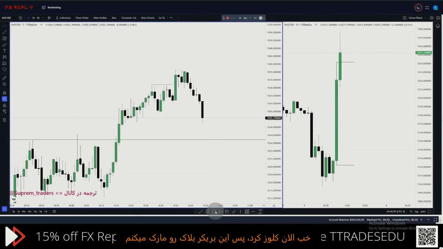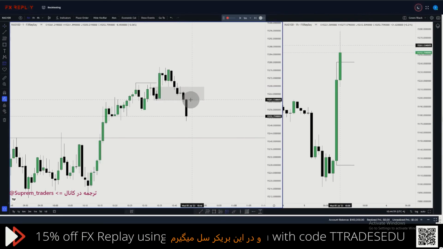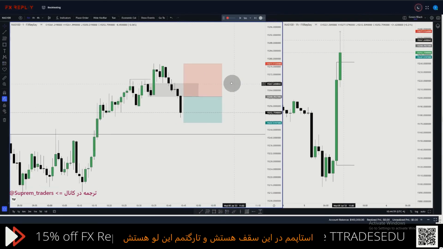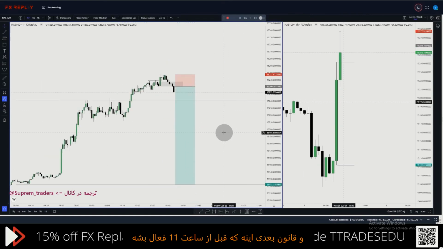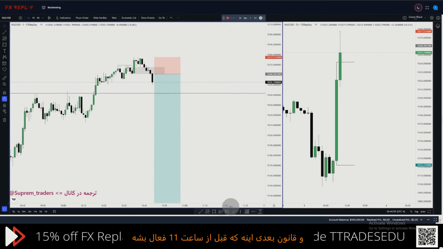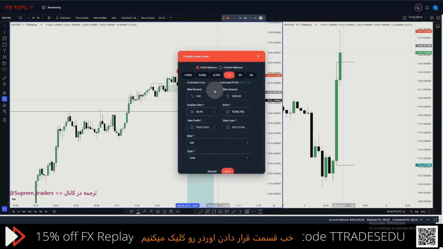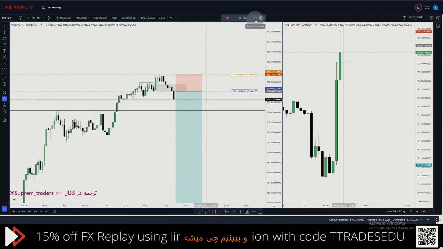Okay, so we do. So what I'm going to mark out is this breaker block here. And I will be looking to enter short on this breaker. I stop on this high, and then I reach for this low. Now, what are my other requirements? It has to be before 11 a.m. So click here, hit place order, risking 1%, sell limit, put my sell limit there, and let's see what happens.